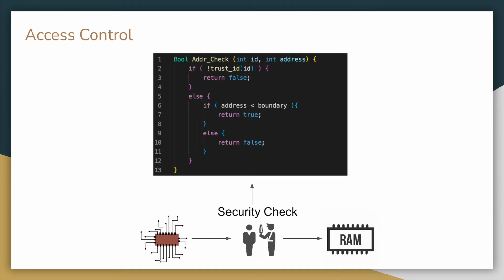As you can see in this code snippet, a security check function plays the role of a simple access control system. For example, let's assume that a processor wants to access a certain entry in the memory. To do that, it sends a request to the address checking function, which includes 1, its identification number, and 2, the memory address that it needs to access. The address checking function first checks the identification number of the processor to see if it's trusted, and then it checks if the requested memory address is in its statically determined bound. Based on these checks, the function will return a true or false signal to the processor. True means that it's eligible to access the requested memory address.